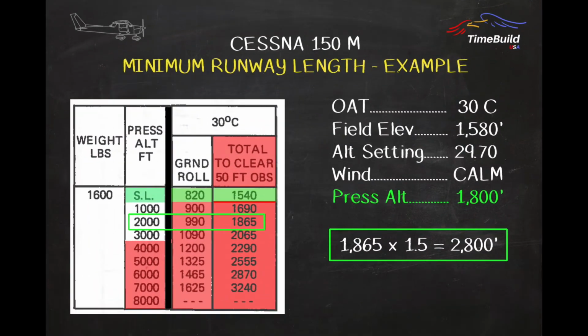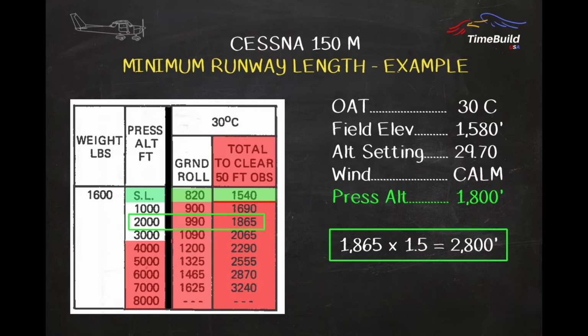In this scenario, the pilot is contemplating using an airport that is 1,580 feet above mean sea level. It is a hot summer day with an air temperature of 30 degrees Celsius and altimeter setting of 29.70. The computed pressure altitude is 1,800 feet. The airport elevation, coupled with the high temperature and low pressure, should be a warning to the pilot that aircraft performance will be reduced. Looking at the takeoff distance chart, the variables would indeed place the operation in the red shaded area.